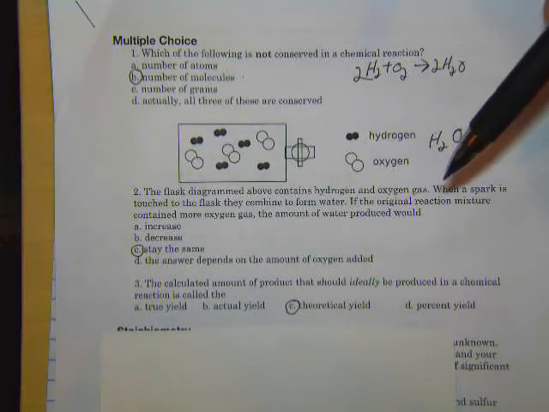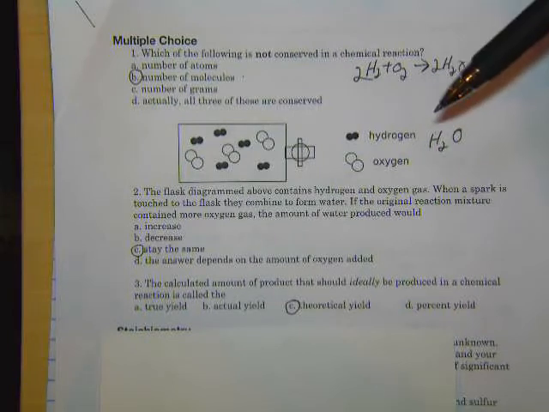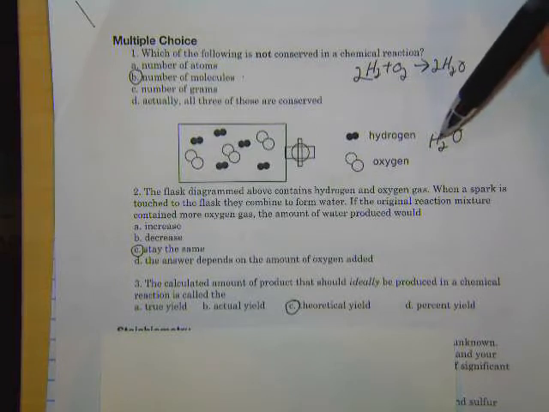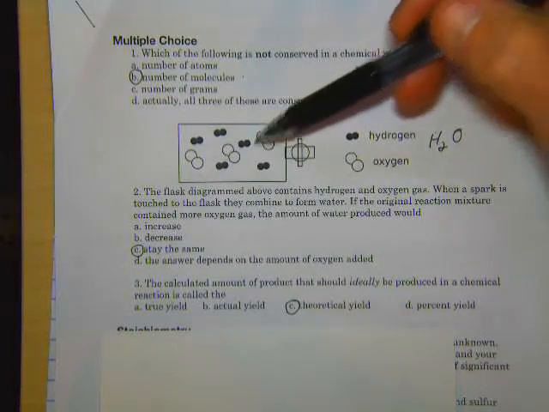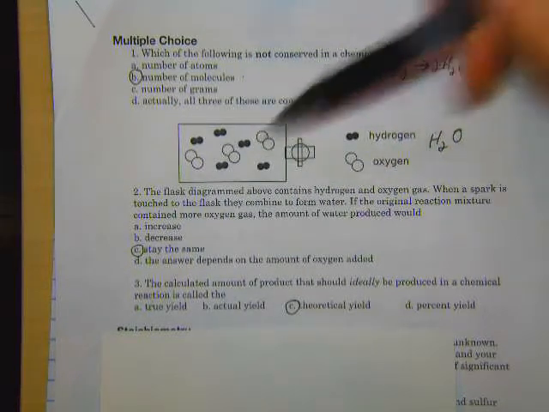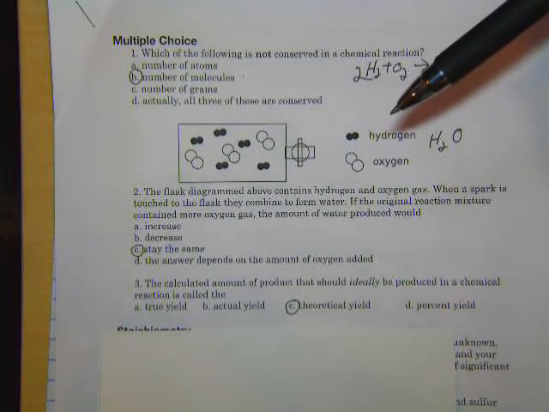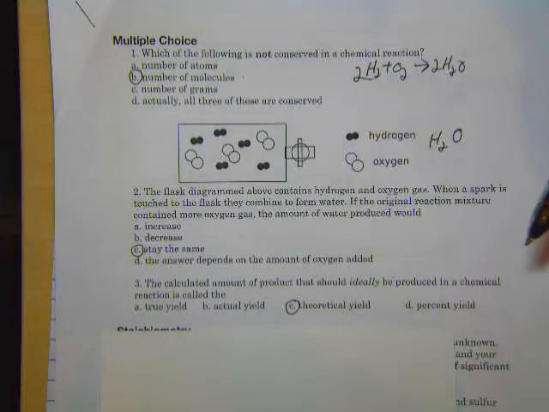So if we throw more oxygen into the container, it's really not going to change the amount of water produced, because again, water contains 2 hydrogens. So hydrogen is the limiting reagent here. So if we throw more oxygen in there, it's going to stay the same.